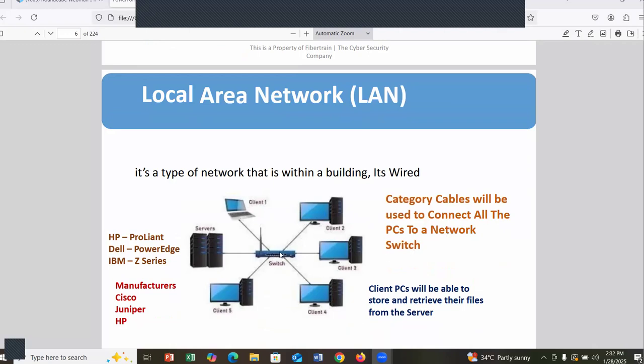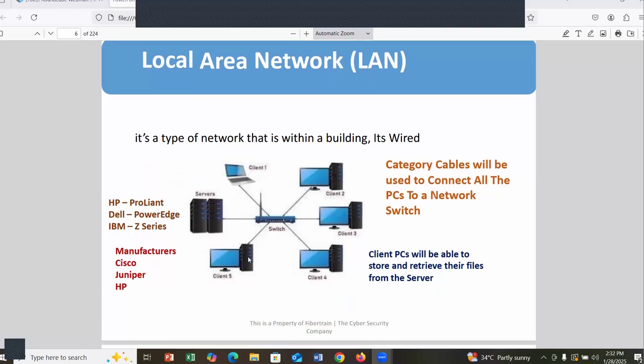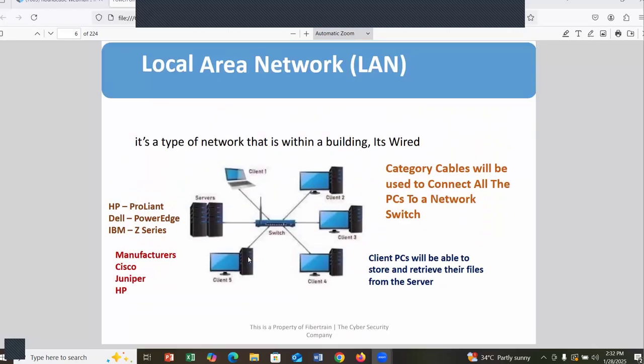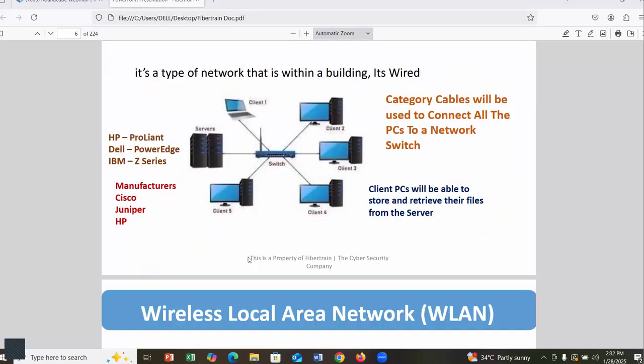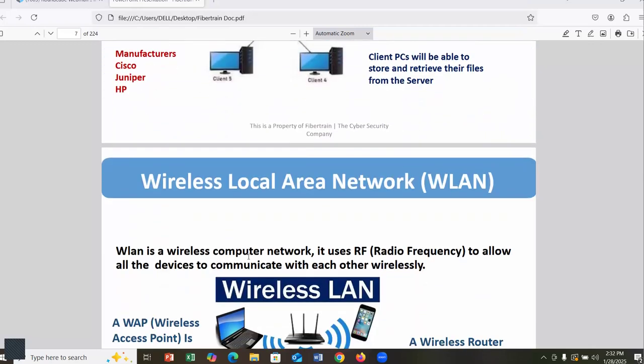So here is a switch, and all the systems are going to make use of what we call the category cable to connect to each other. So that's what a LAN is. When we connect systems together in the same building and we use cable to connect them together, that is what a LAN is.